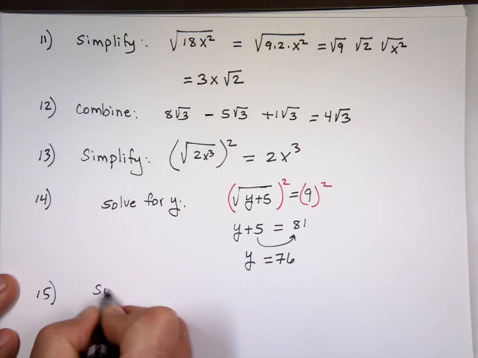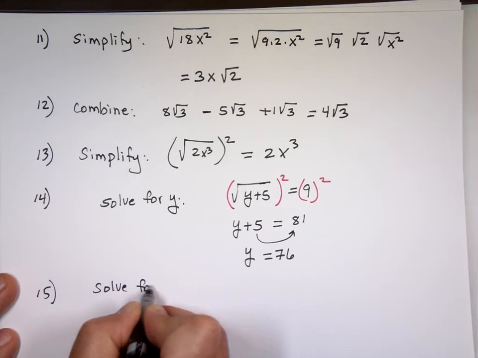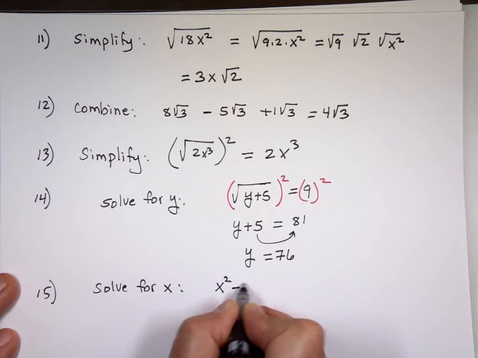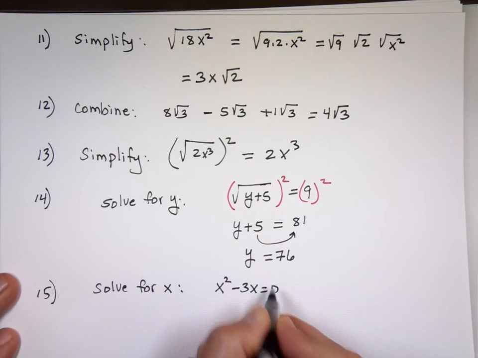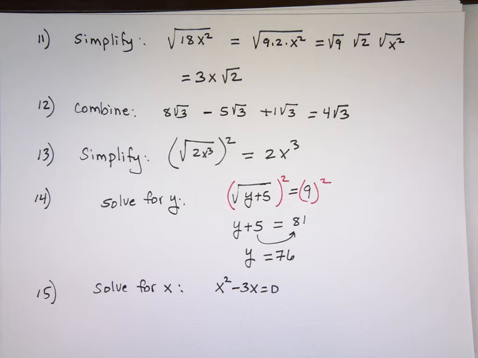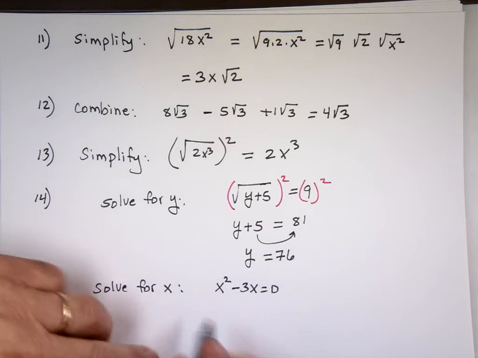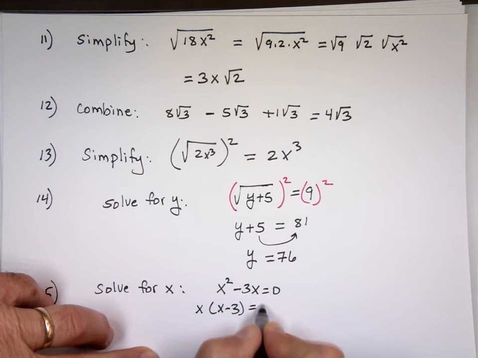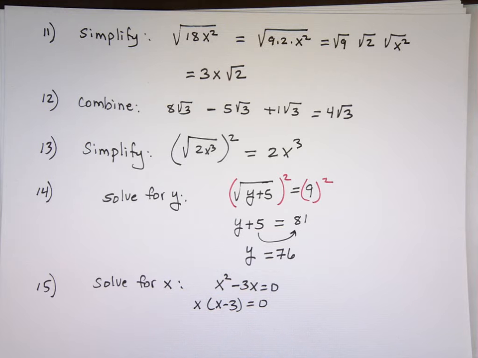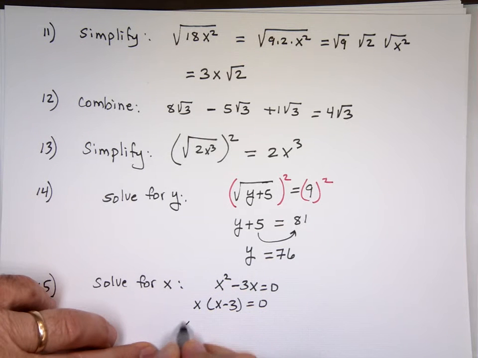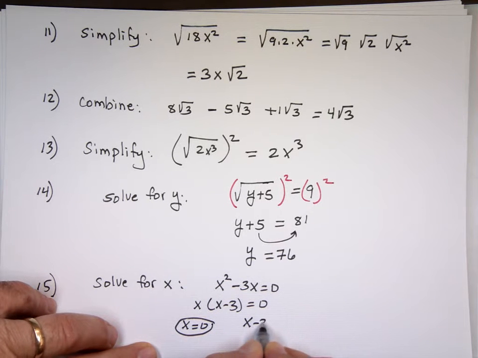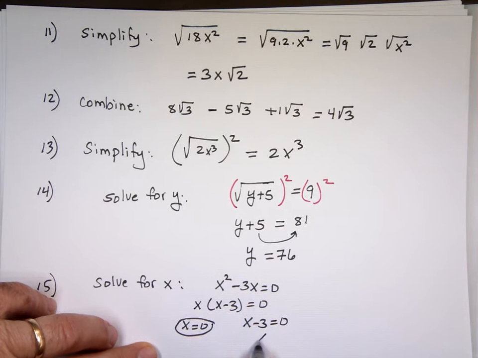Solve for x. X squared minus 3x equals 0. Factor an x out. What's left? x minus 3 equals 0. Set each factor equal to 0 and solve it. This is done here. Take this one, set it equal to 0 and solve it. x equals 3.